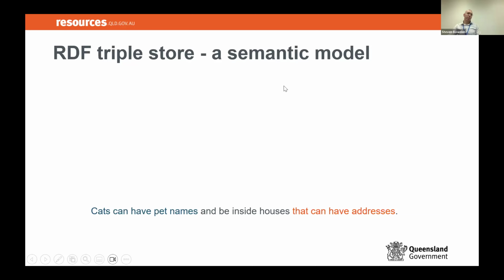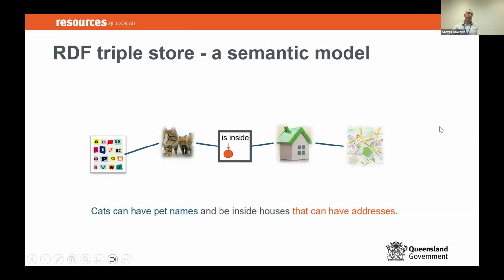So I'll just talk about the RDF triple store, because this is all done through semantic modeling. On the bottom there, you've got a sentence, which is a description of a particular world, in relation to cats in this example. We're just going to say that cats can have pet names and be inside houses that have addresses. That's just a statement about things, no particular thing in general. I'm not talking about your house or your address or your cat, we're just talking about the high level model. And that is sometimes called an ontology, or a semantic model if it combines a bunch of ontologies within it. But it's just a set of rules around how things relate to one another.